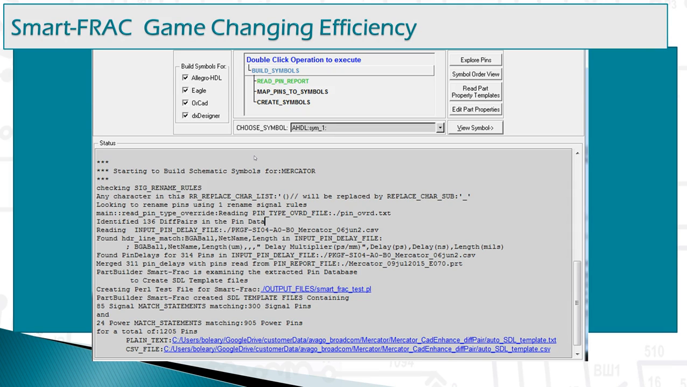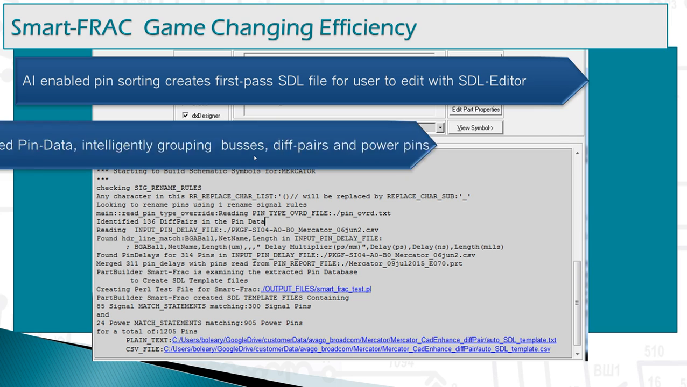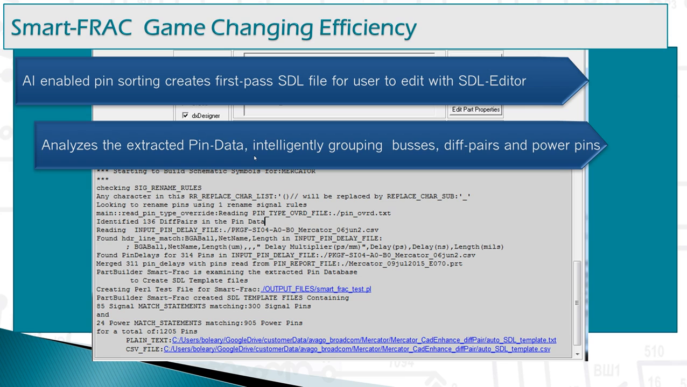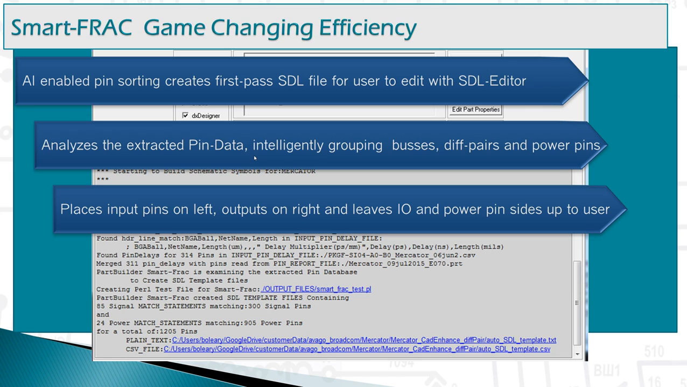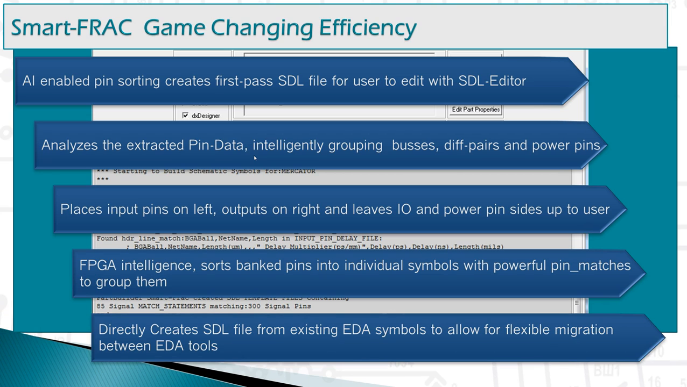Let's talk about SmartFrac. SmartFrac is an AI-enabled pin sorting function that creates the first pass SDL file for the user to edit with the SDL Editor. It analyzes the extracted pin data, intelligently grouping buses, diff pairs, and power pins. It places inputs on the left, outputs on the right, and leaves I/O and power pin sides up to the user. It has FPGA intelligence, and it sorts bank pins into individual symbols with powerful pin matches to group them, providing a first-pass FPGA SDL that is unparalleled. It directly creates an SDL file from existing EDA symbols to allow for flexible migration between EDA tools.